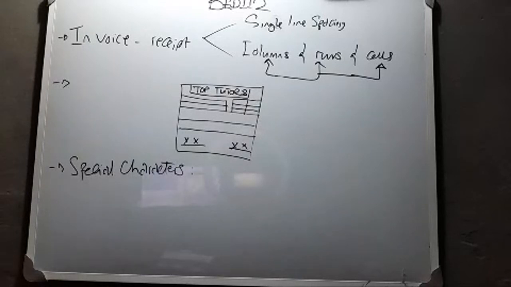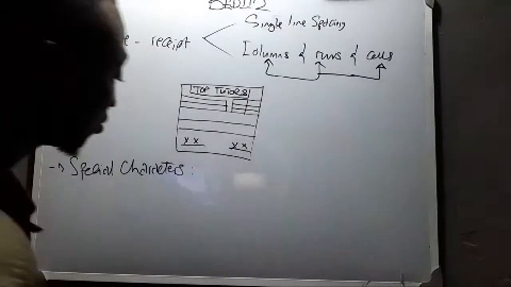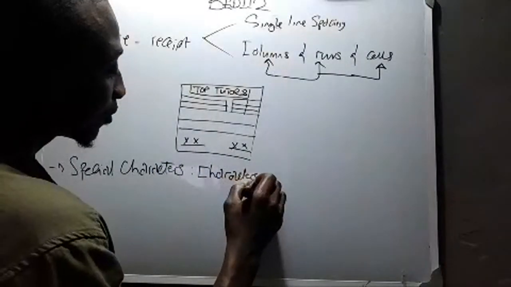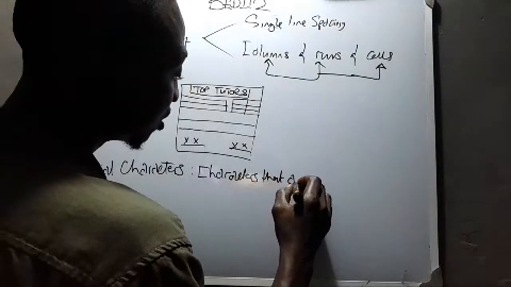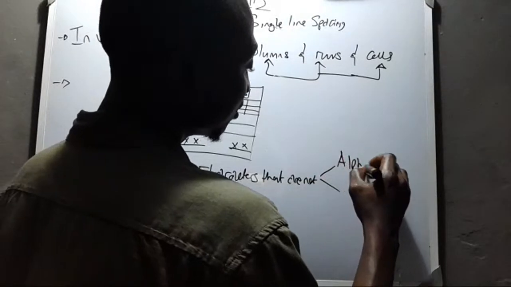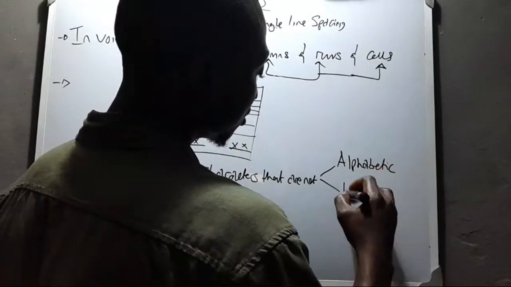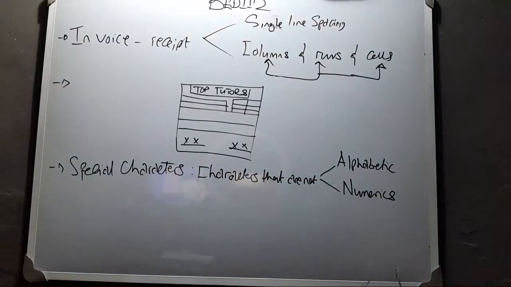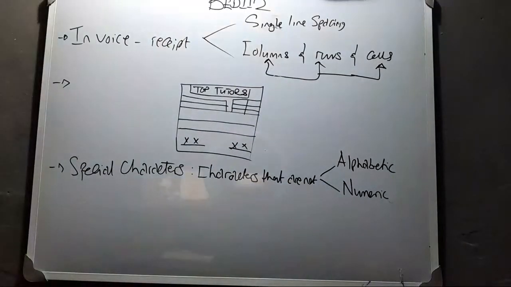Now let's talk about what special characters actually are. They are characters that are not alphabetic or numeric. Special characters are neither alphabetic nor numeric. Okay, those are special characters.